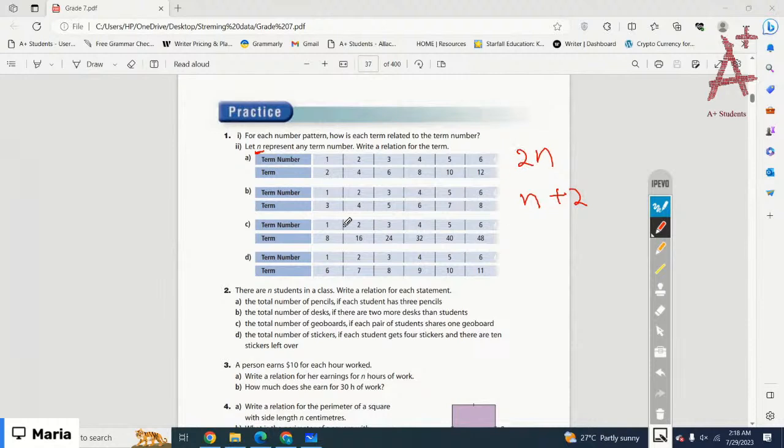Got it? Okay, 1, 8, 2, 16. All the numbers are multiples of 8. That means you have to multiply the term number by 8. It would be 8n. Got it?